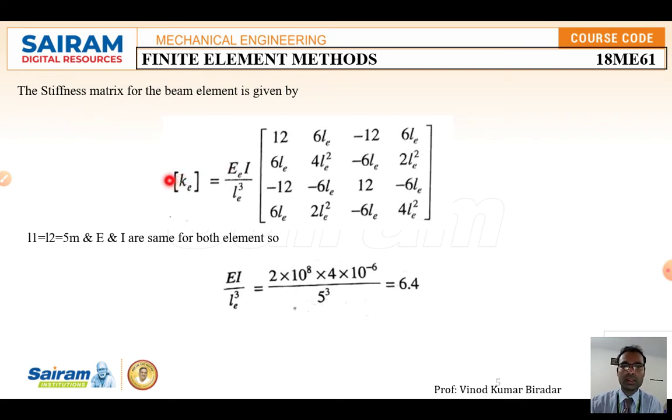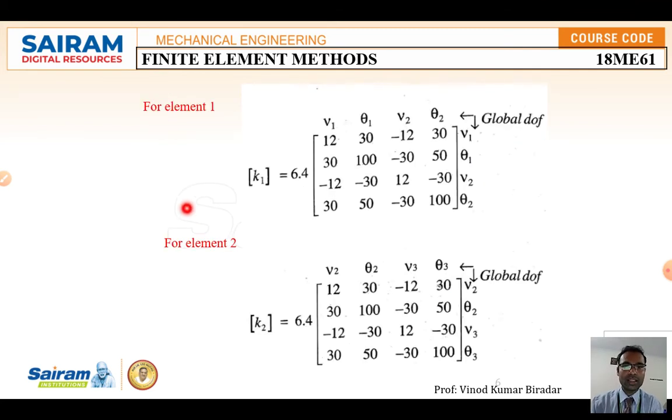Look, we have the formula for the element stiffness matrix for the beam element: k is equal to EI by L cubed. We already derived this equation with the help of the Euler-Bernoulli theory in the global Cartesian coordinate system. Since L1 and L2 are 5 meters and the Young's modulus is the same for both elements, calculate the common EI by L cubed by substituting the Young's modulus, I and length values, and you are going to get 6.4 here. This 6.4 value you can utilize while solving the element stiffness matrix.